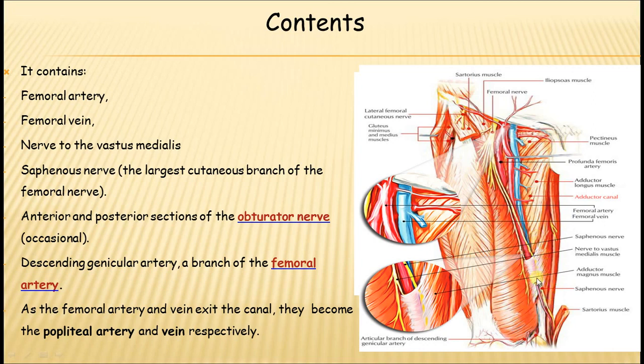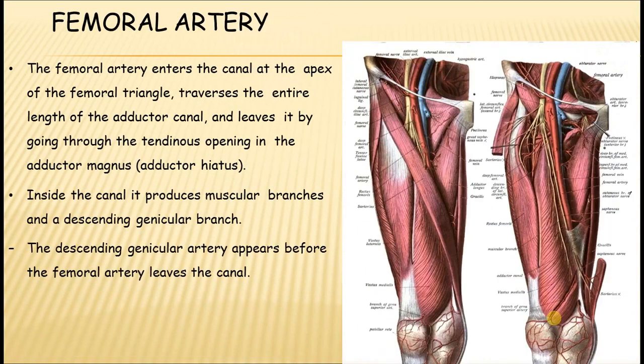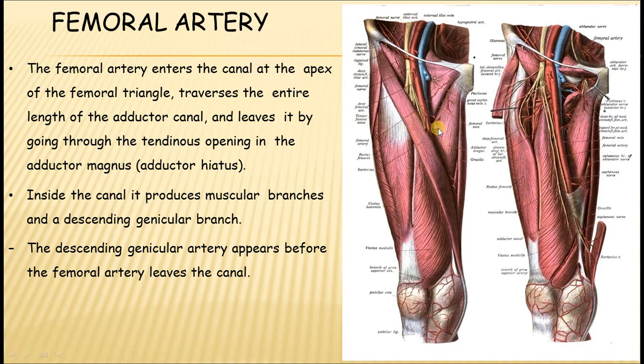Then from the apex, the femoral artery passes to become the popliteal artery. When you look here at the apex of the femoral triangle, the vein is actually posterior, so the femoral artery is slightly coming anterior. First it is lateral, then it becomes anterior to the femoral vein. It traverses the entire length of the adductor canal and leaves the canal by passing through the aponeurotic opening between the tendon of adductor magnus and the femur bone.